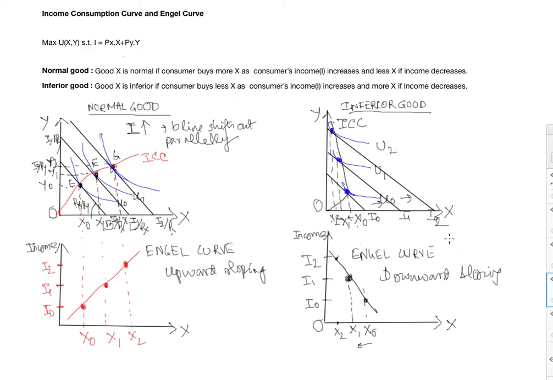The Engel curve is downward sloping for an inferior good. Note that here we are not changing the prices of the goods. All we are doing is changing income and looking at what happens to consumption. So here are two new concepts, the income consumption curve and the Engel curve. Study the price consumption curve and the demand curve, then compare the two and understand the differences between them.